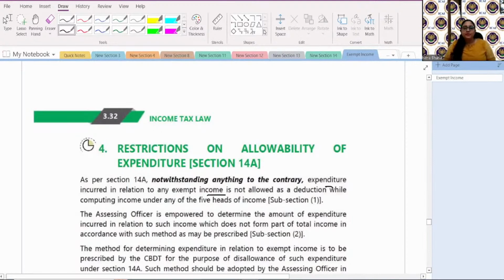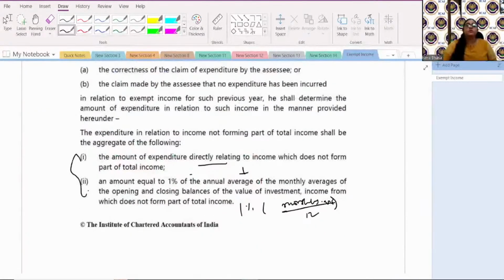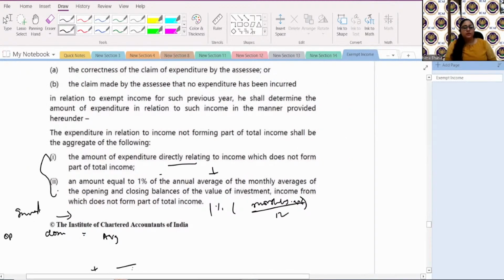Also, for indirect expenditure they have come up with a percentage. That percentage is 1% of what? 1% of the annual average. Annual average of what? Annual average of the monthly average of the opening and the closing balances. So suppose there is an investment whose income is exempt. Now every month I will take the average of opening and closing, and then I will sum it up. 12 averages will come, divided by 12, the annual average would come. So annual average ka 1% would also be disallowed.